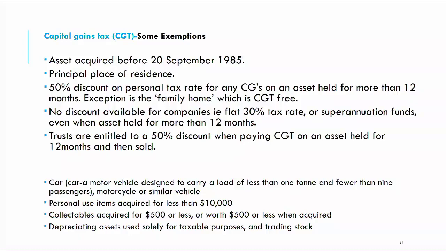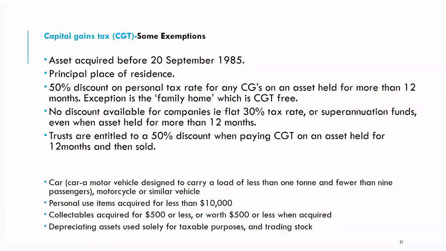There are some exemptions to capital gain tax. Assets acquired before the capital gain tax was introduced are exempt. It means 20th September 1985. And your main house, your principal place of residence, is capital gain tax exempt. So you live in your house, keep it for many years, and sell it, it does not come under capital gain tax.